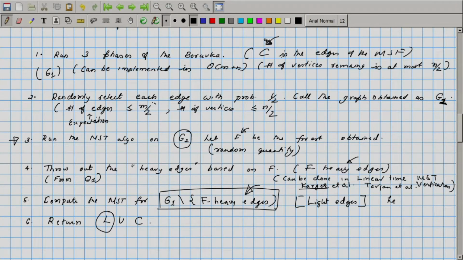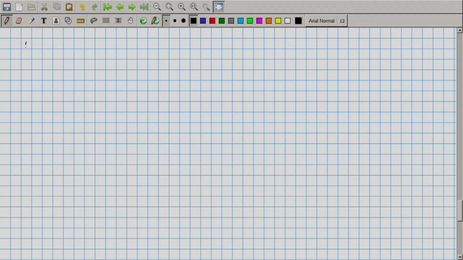The expected number of edges could be m over 2, and later on we have another invocation of MST where all the heavy edges are removed. What we will argue is the heavy edges are large in number, or in other words, we will show that the light edges, for any F that is randomly chosen, are not too many.